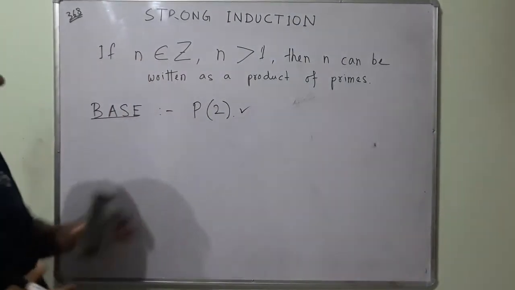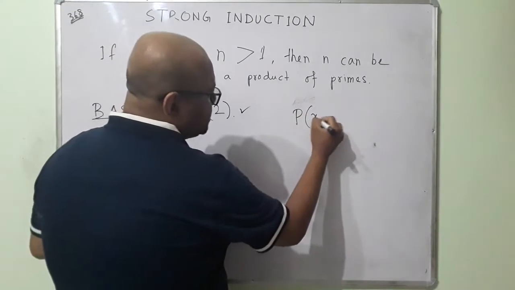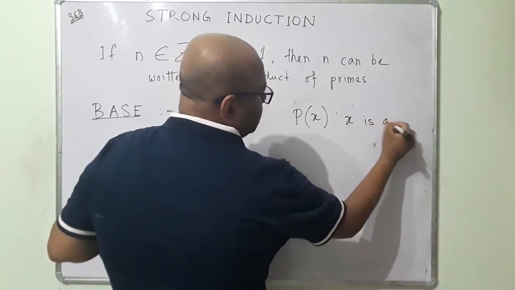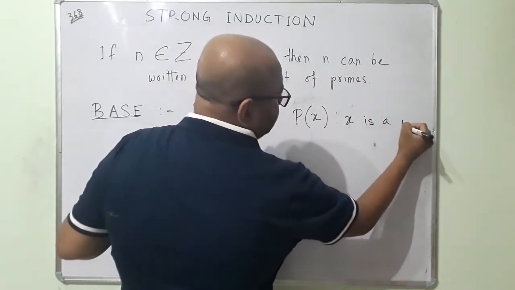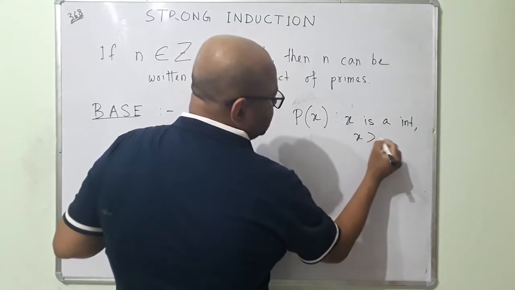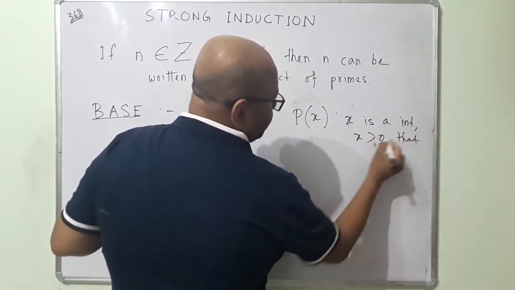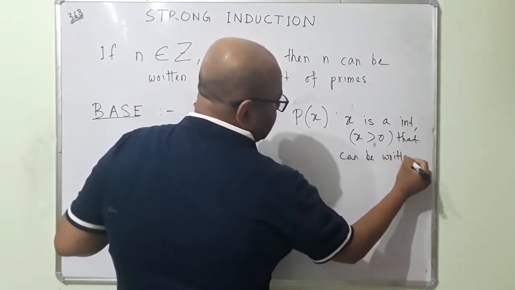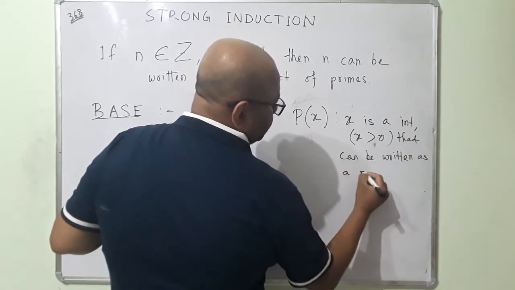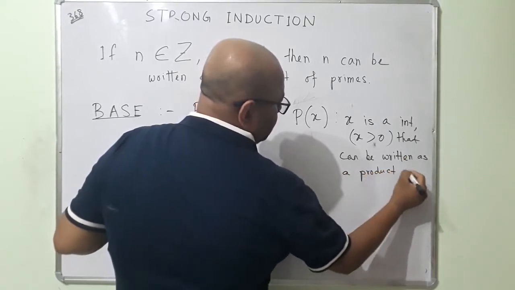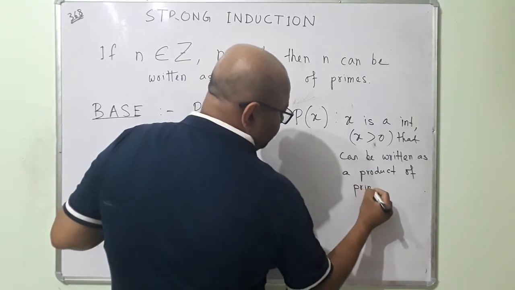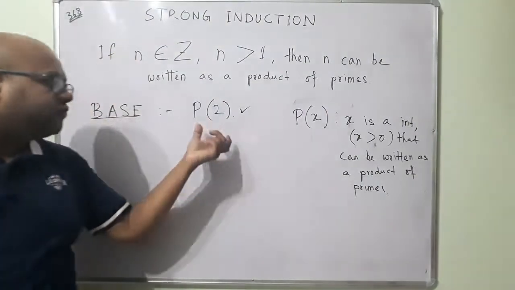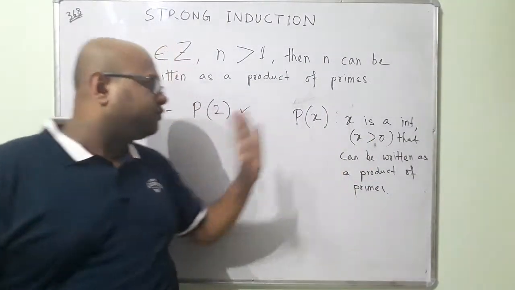Say my proposition P of x means x is an integer, x greater than 0, that can be written as a product of primes. So I have seen that 2 can be written as a product of primes. So P of 2 I know is true. We have proven that.